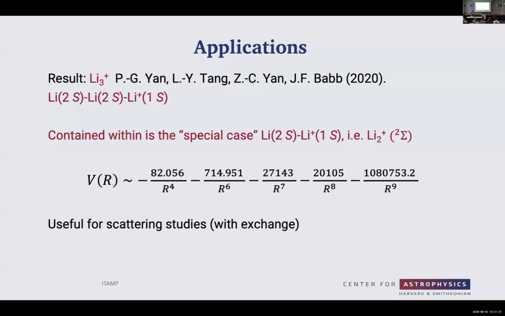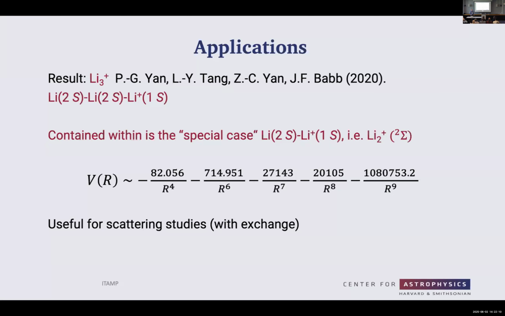All right, so let's switch gears to lithium 3+. Now we're looking at lithium in a ground state, lithium in a ground state, and the lithium ion. First up, again in this paper, we have extensive formulas and tables of high accuracy coefficients. I'm not going to ruin your lunch by showing you those. But contained within this special case is lithium 2s, lithium plus, because we could, in some sense, set one of the lithium atoms to 0. There's a way we can do that, and we can pull out of this to high precision the interaction between lithium 2s and lithium plus.